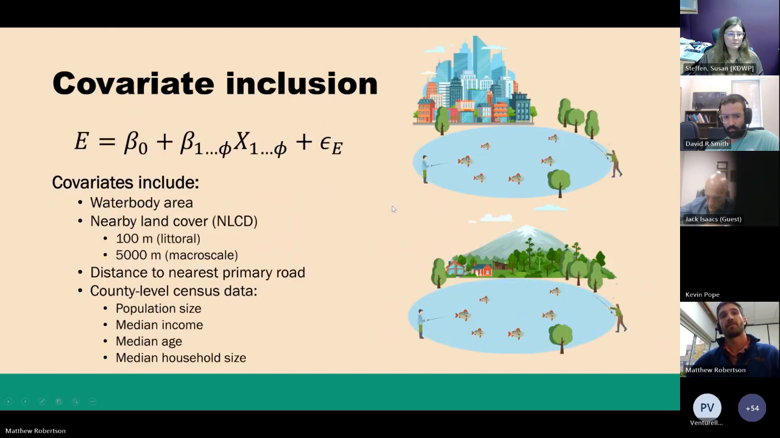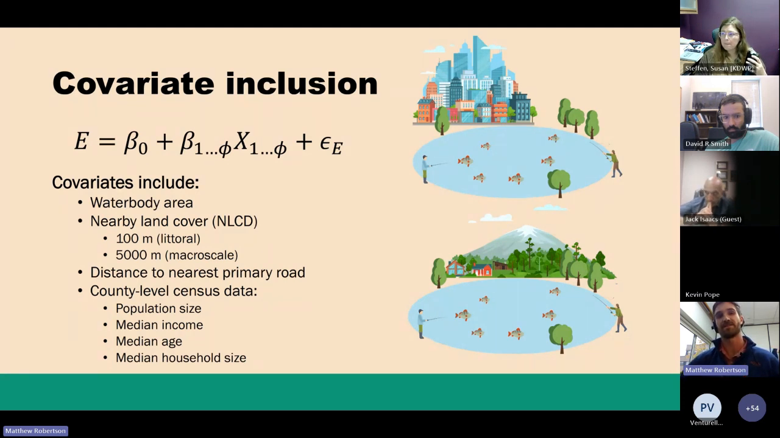Now, going back to the effort equation, as I mentioned, we basically just looked at using a linear combination of covariates, and we were interested in trying to identify which covariates were most informative about the variability we were observing in effort across space and time. And so to be able to do this, again, we used model comparison to identify which covariates were most important. We examined a number of covariates, which I've outlined here, including water body area, nearby land cover taken from the National Land Cover Database.